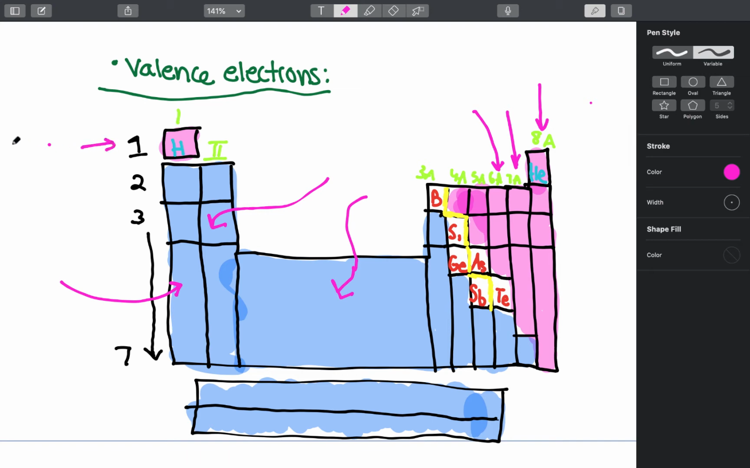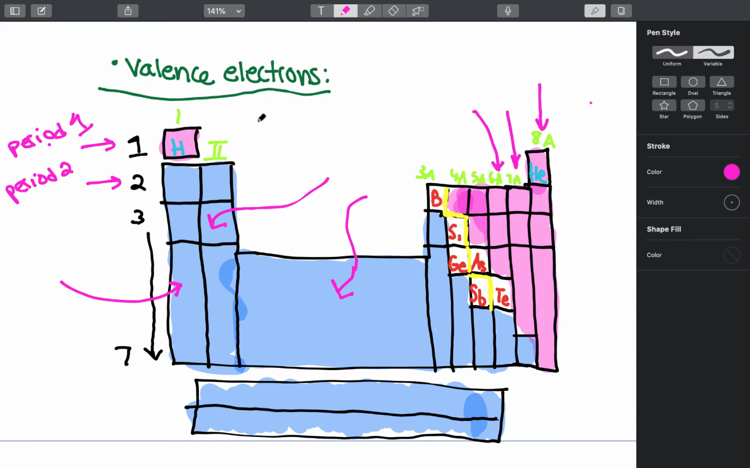So the black numbers here correspond to the periods. So this is period 1, this one is period 2, and the periods extend all the way from left to right. So period 1 goes from this hydrogen to the helium here. Period 2 goes from these two blue boxes to these red boxes here. Period 3 goes from these two blue boxes to these boxes here. So the periods are the horizontal rows. And in the main table, there are 7 periods.